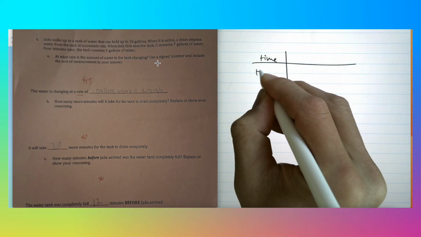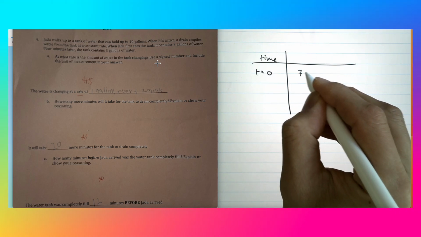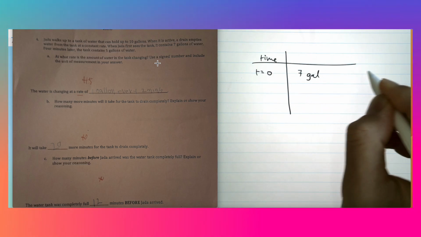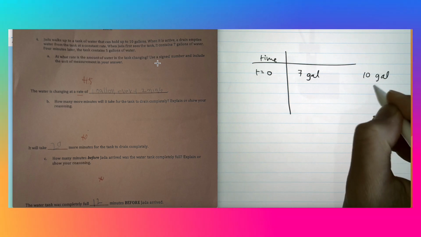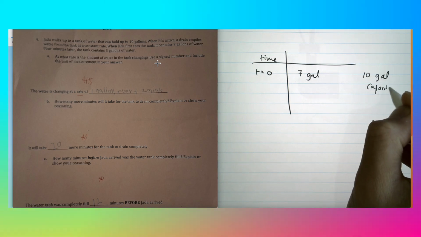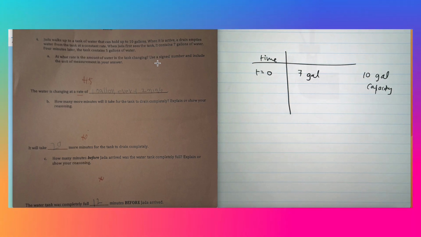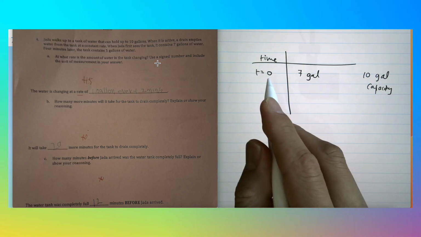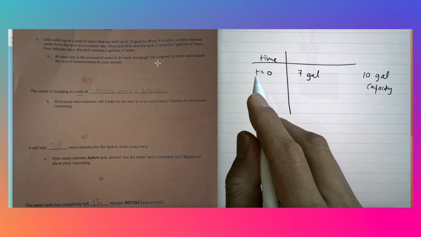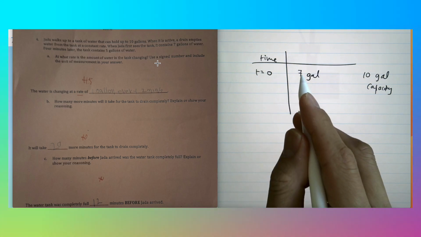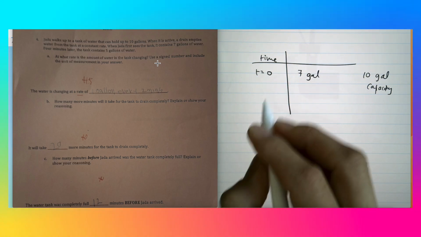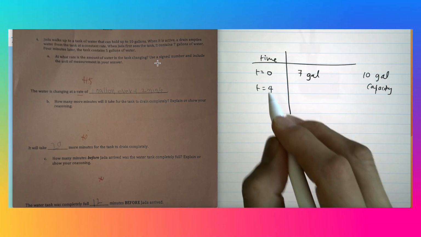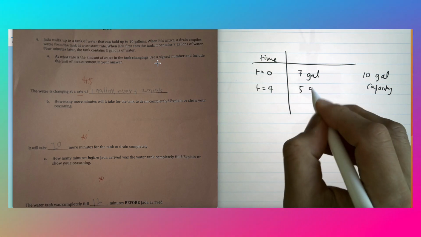Initially, when t equals 0, it had 7 gallons. Now don't forget that it has a 10 gallon capacity. If you want to fill up the maximum amount of water in this tank, it will take up 10 gallons. But it said she first sees the tank initially, t equals 0, with 7 gallons. And 4 minutes later, when t equals 4, the tank contains 5 gallons of water.